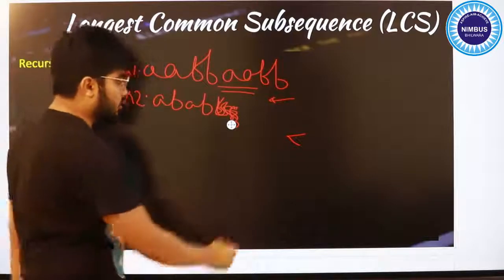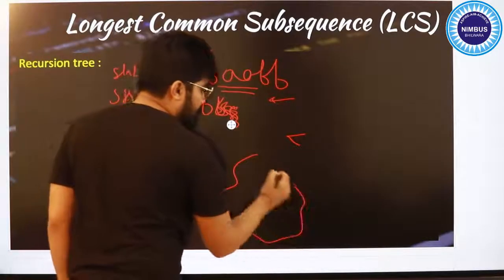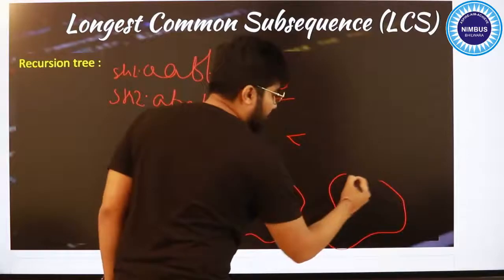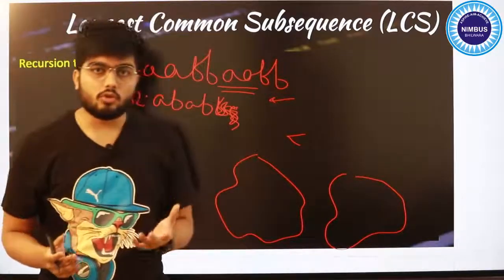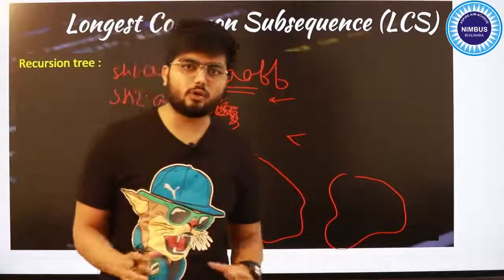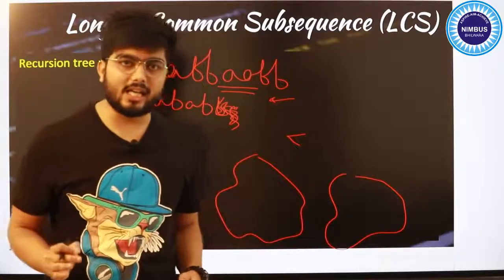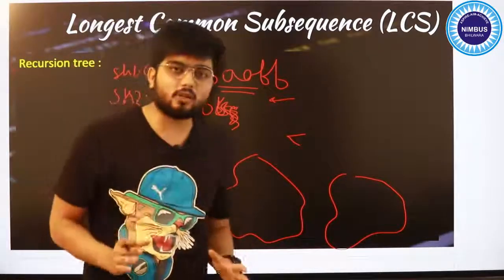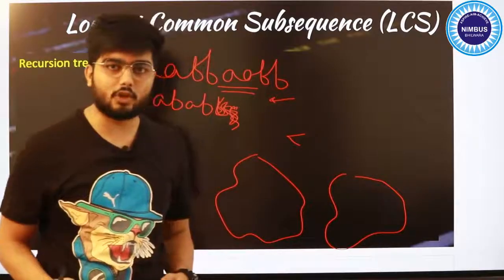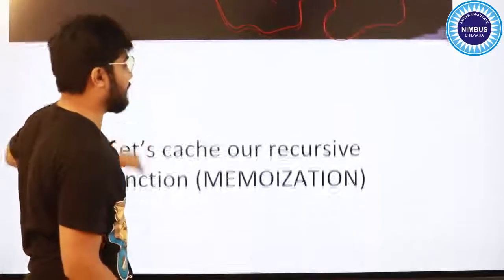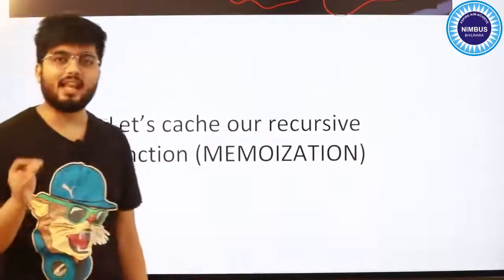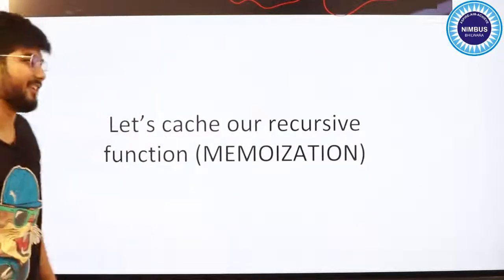ठीक है, तो तुम क्या देखोगे कि there are basically some subtrees which were being called more than one time. So we don't want to perform the calculation again and again. And उसके लिए अपन क्या करते हैं, अपन जब एक बार calculate करेंगे, we are going to store that particular result. And that technique of storing the result is called memoization. So let's cache our recursion function.